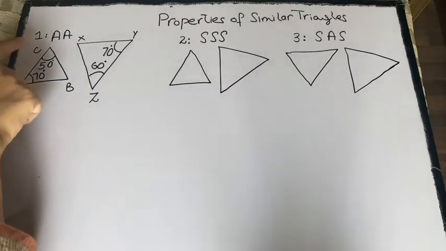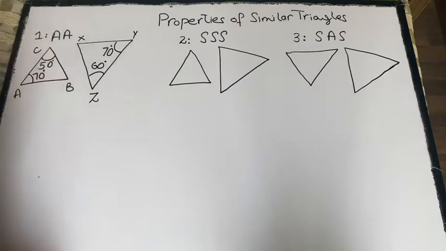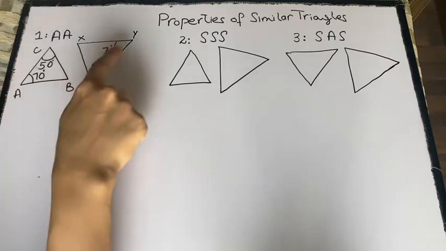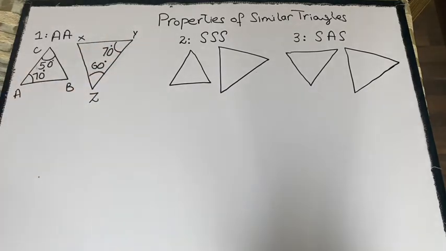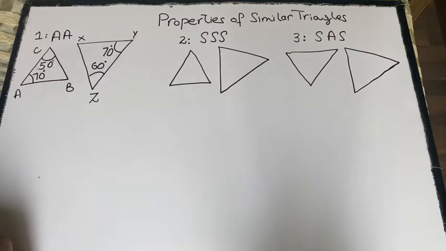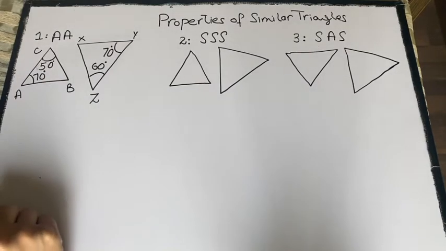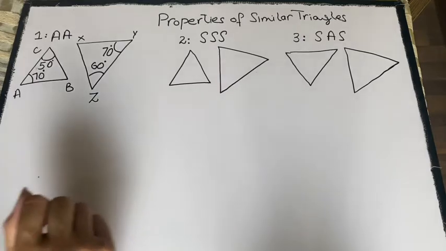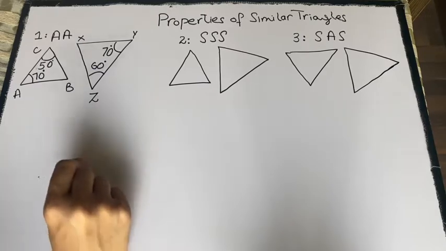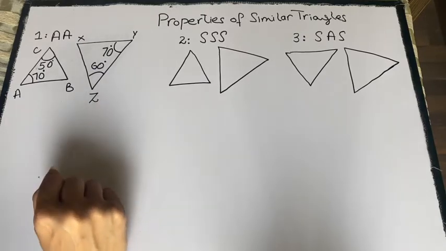So let's start with property number one, which is A property. A property stands for angle property. For angle property, if you are given two triangles, triangle ABC and XYZ, you have to see if you have two angles which are equal in both the triangles, then you can say that both the triangles are similar. In similar triangles, they are not equal in size, but their angles must be equal.